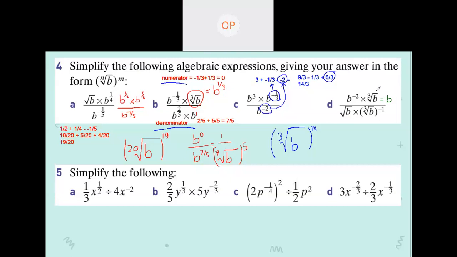Okay, can you help me? What is b to the cube root of b? It will be b to the power of how many? 1/3. Yeah, 1/3. Thank you, Olive. Now for the square root of b, we can make it into b to the power of how many?